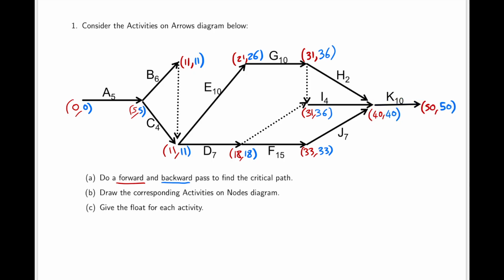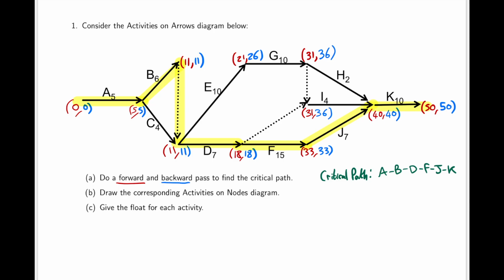And so we can begin highlighting all the activities on our critical path. And so our critical path is the activities A, B, the dummy activity, which is a dummy activity, so we don't need to discuss, D, F, J, and then K.